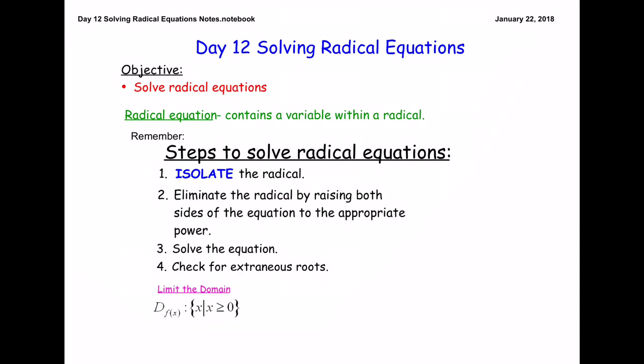Step number 1 is to isolate your radical. Then you want to eliminate the radical sign by raising both sides of the equation to the appropriate power. Solve the equation and check for extraneous solutions. Remember, your limit on the domain is x has to be greater than or equal to 0.